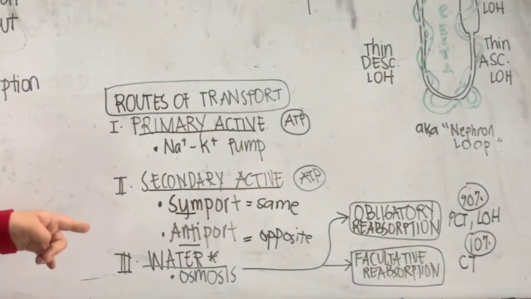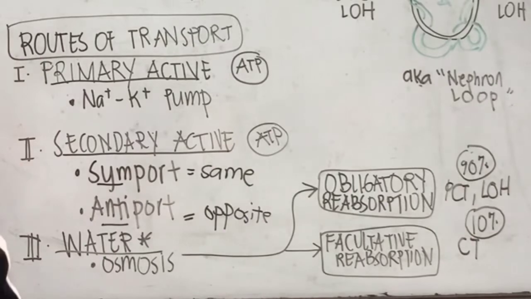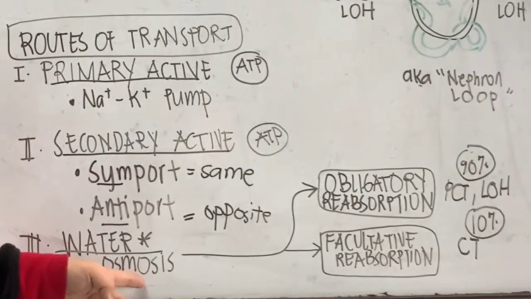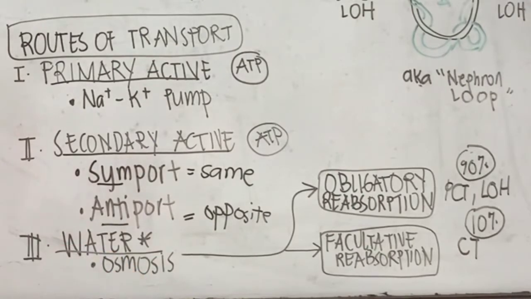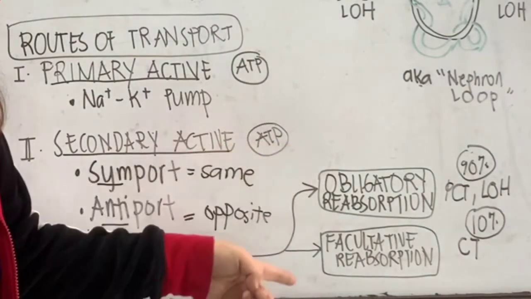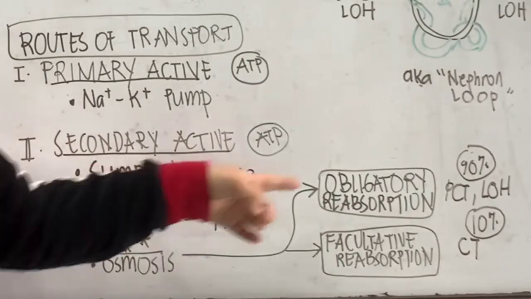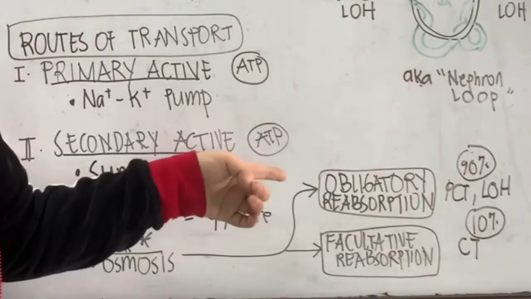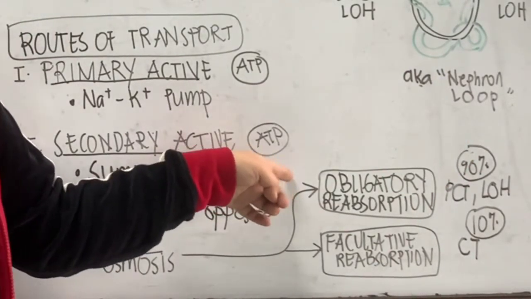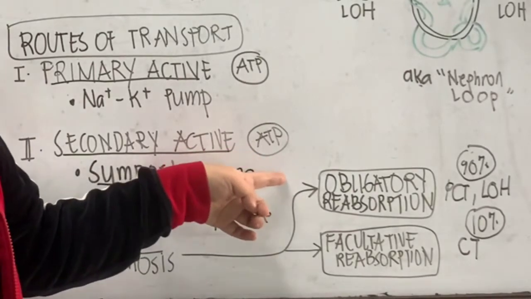Next, you have the transport of water. The majority of water in your nephron will be transported by way of osmosis. Under this, your water has two types of reabsorption: your obligatory reabsorption and your facultative reabsorption. And take note, for water, 90% is obligatory reabsorption. What do you mean by obligatory reabsorption?